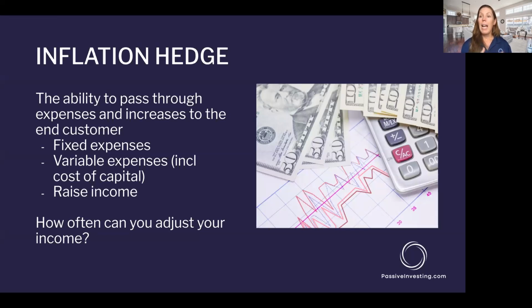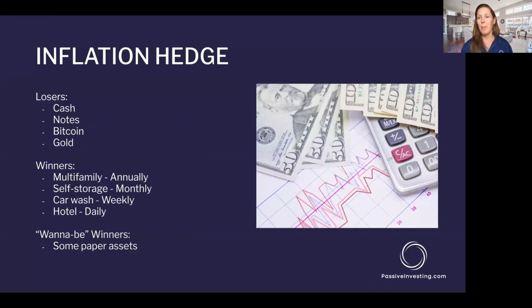Now, I like assets where you can at least readjust your inflation, the cost of the asset, and the income on the asset on a minimally annual basis. There are other assets out there, and we'll touch on it in a minute, that you can adjust on a monthly basis, a weekly basis, even a daily basis. So that begs the question, how often can you adjust your income?